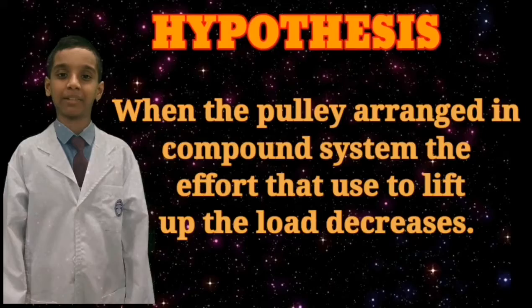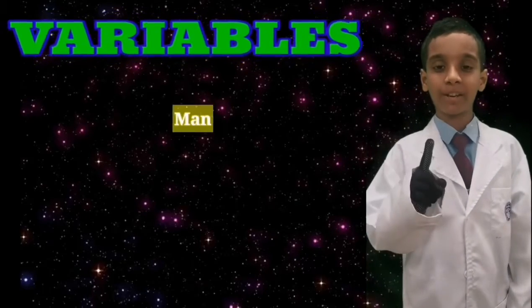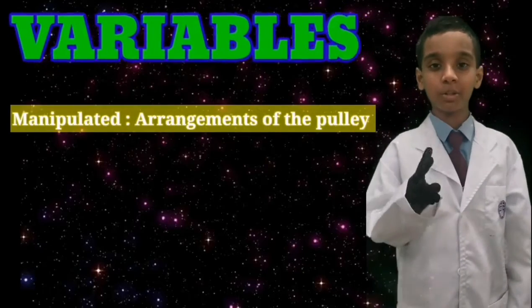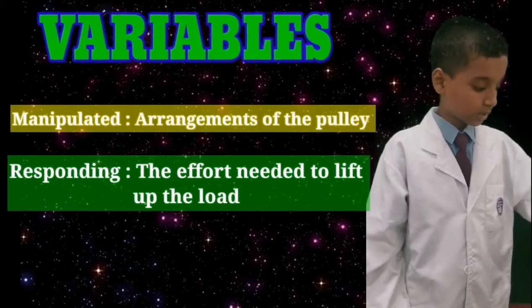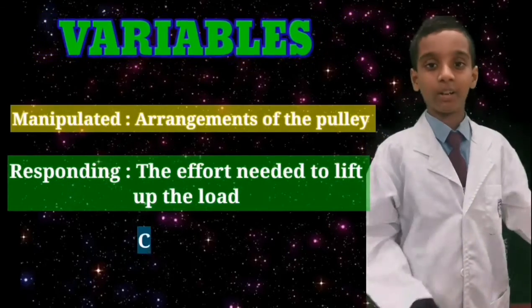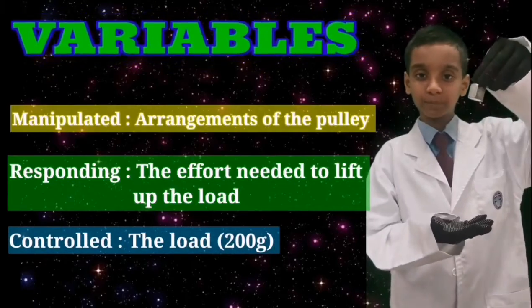The hypothesis for this experiment is, when the pulleys are arranged in a compound system, the effort needed to lift up the load will decrease. The variables for this experiment are: number 1, manipulated variable, arrangement of pulley. Number 2, responding variable, the effort needed to lift up the load. Number 3, control variable, the load of 200 grams.